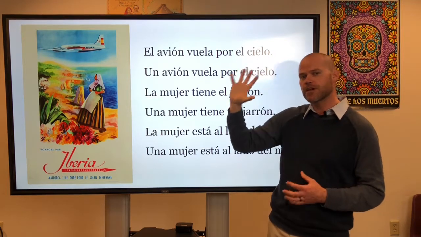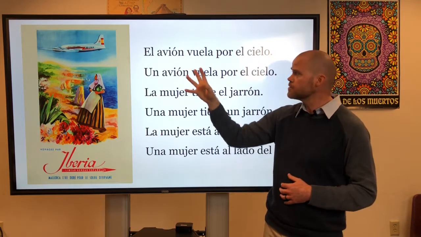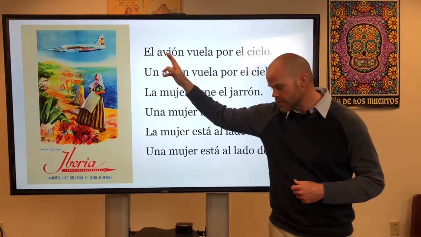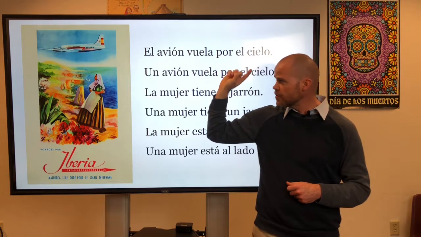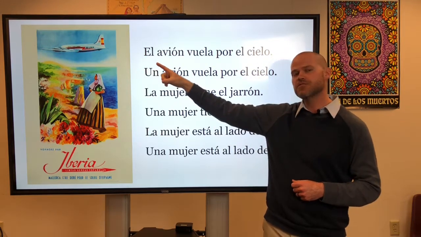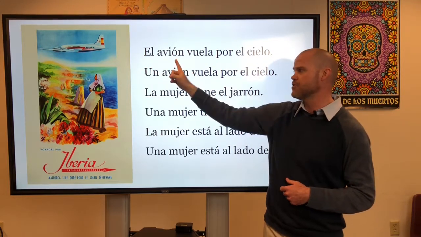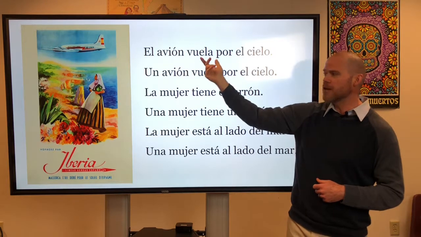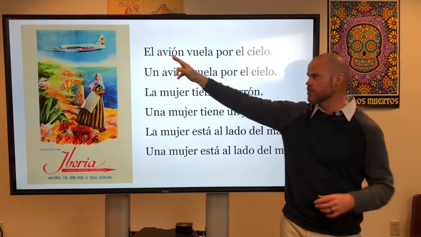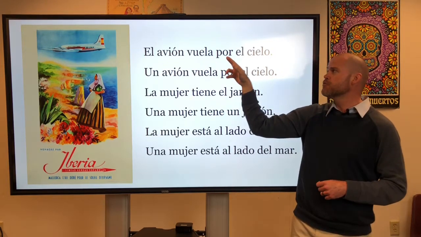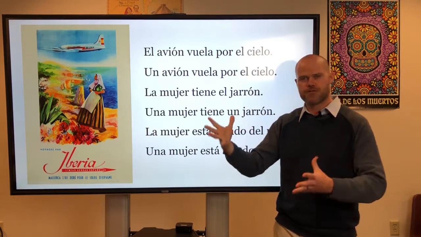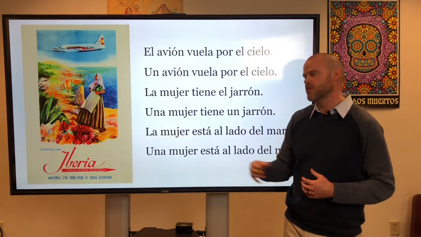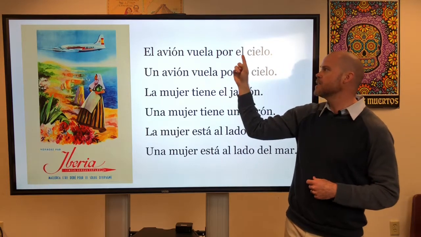Hopefully you're recognizing the definite articles in this sentence. We're talking about a specific airplane. It's right there in the poster. Since I'm talking about that specific plane, I need to use the definite article. So it's el avión. Vuela is our verb. That means to fly. So the plane flies through, and now we're not talking about a sky, we're talking about the sky. There's only one, right? It's very specific, so we use the definite article. So el avión vuela por el cielo.